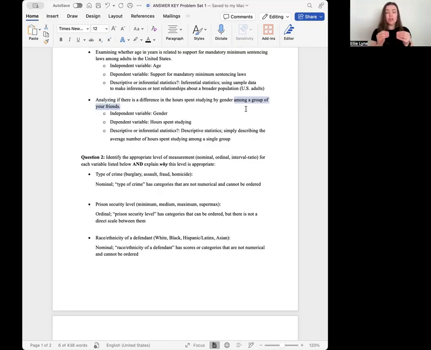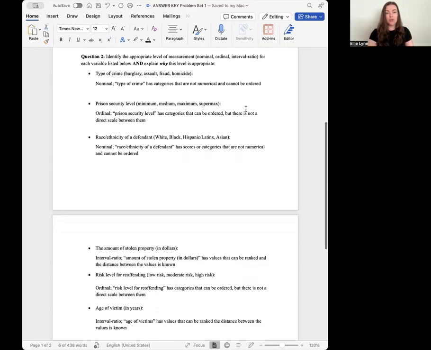This is a singular group that we could have all of the information from included when analyzing this difference. And because of that, this is an example of descriptive statistics because all we're doing is simply describing the average number of hours spent studying among one single group. We're not trying to interpret or infer any broader trends or statistics based on this information.